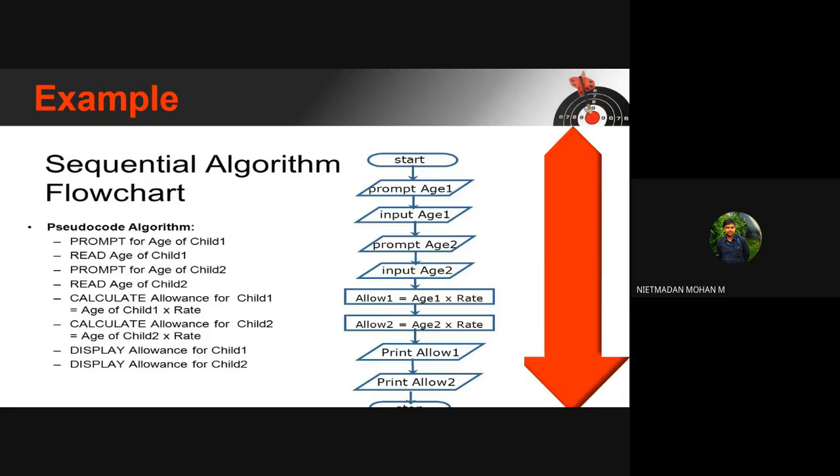Now coming to the flow chart, the input age 1 is 1 and input age 2 is 2. Then what will be the print allow 1 and allow 2?